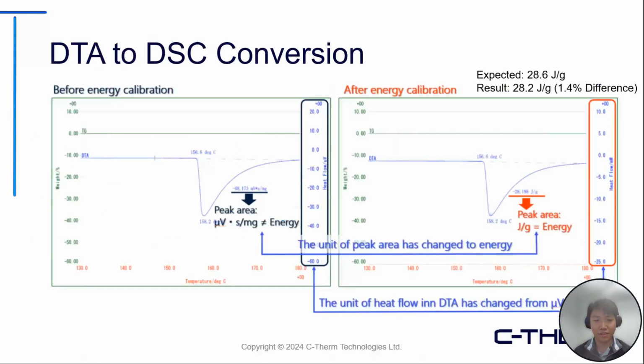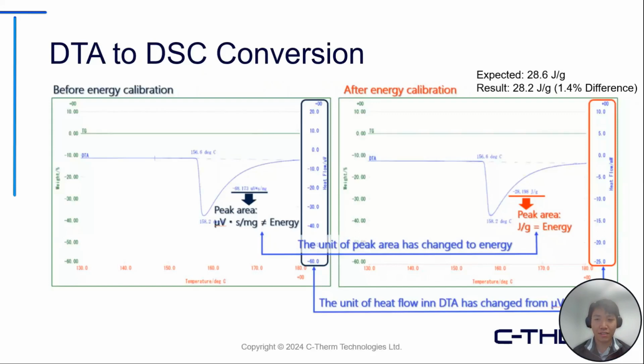So as we can see, this is an example where indium data, which has melted at this temperature, 156.6 degrees Celsius, is being converted into DSC version. And we can see that this peak area has been converted to DSC value, and you can see that its accuracy is actually pretty high. The expected amount of energy that was released is 28.6 joules per gram, but the obtained results from the energy calibration is 28.2 joules per gram.